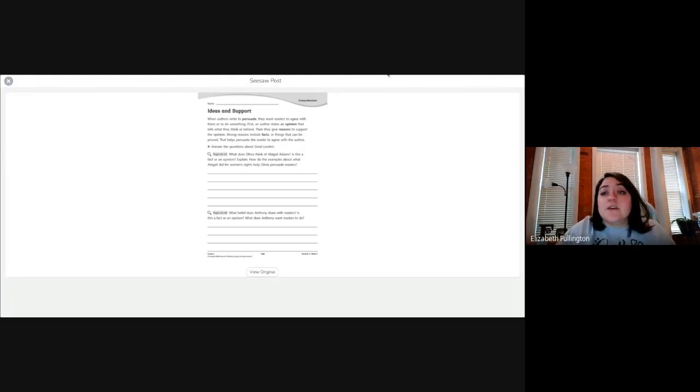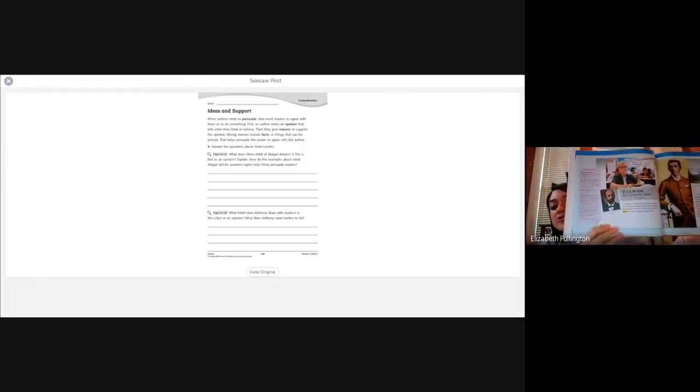So Olivia is trying to persuade readers to do something with Abigail Adams. And then the second question, it says, what belief does Anthony share with readers? Is this a fact or an opinion? So it says, what does Anthony want readers to do? So Anthony is trying to persuade readers to do something. So you need to read on page 64 what Anthony is trying to do. Page 64 is going to help you answer question 2.